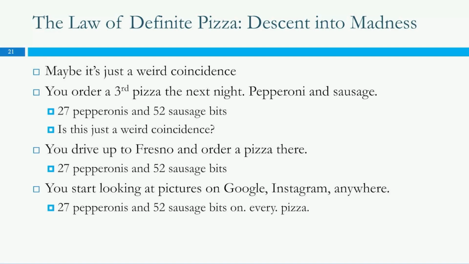So you drive up to Fresno. You get a pizza there, 27 pepperonis, 52 sausage bits. The same 1-to-2 ratio. Then you look at pictures on Google, Instagram, anywhere. Every single pizza that you look at has the exact same ratio. That would be weird. That would be notable if every single pizza that had pepperoni and sausage was the same.